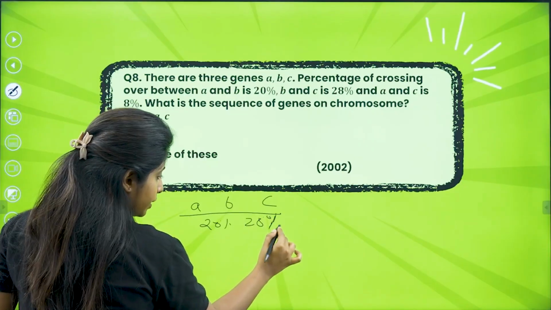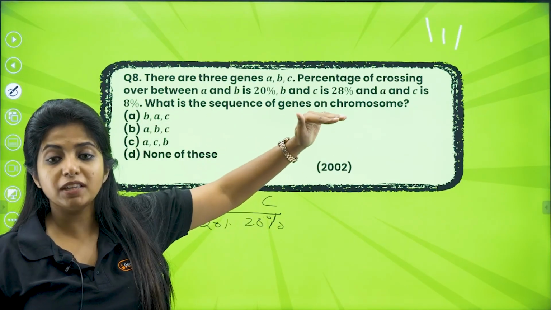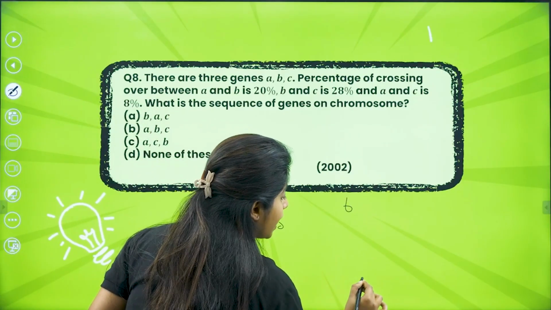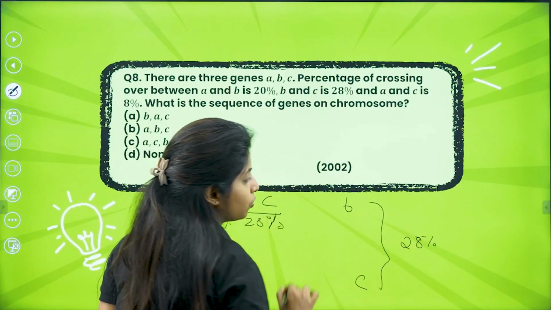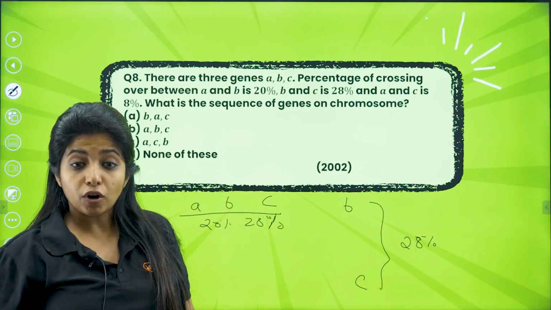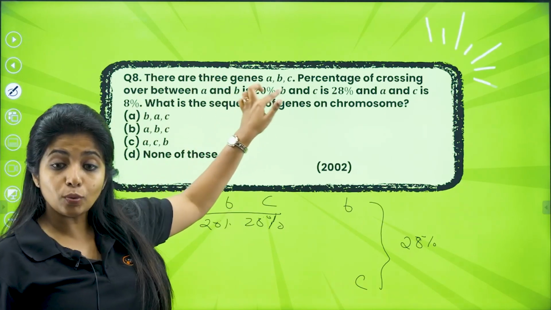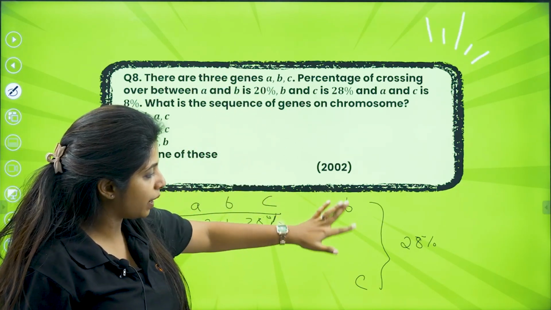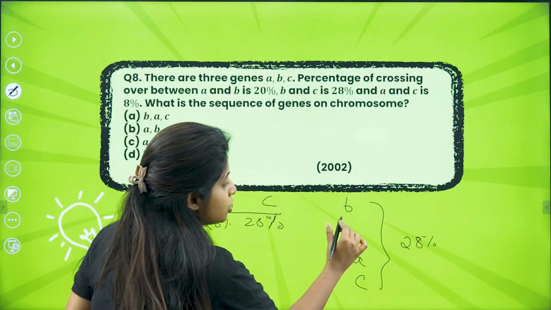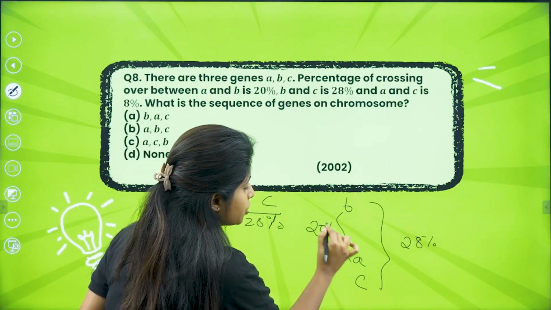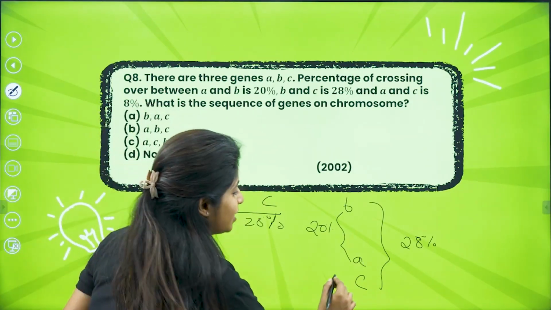So the first tip is that whichever pair has too much distance, you keep them at the extremes. So B and C, I am keeping them at the extremes because they have 28% crossing over. That means they are showing a high amount of crossing over, which means they are far away from each other. Now A and B has 20%. So let's put A towards C, because A and B should have distance, right? So I'll put 20%. Now, A and C is 8%. If you see, they just have 8%.